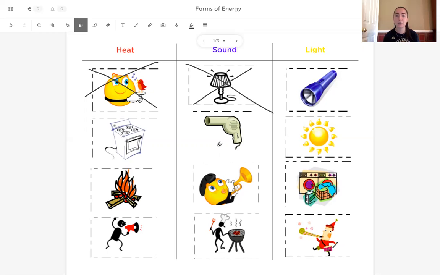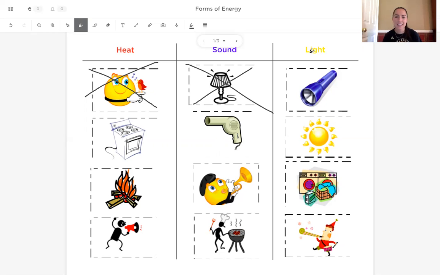Here I have a hair dryer. When I turn on a hair dryer, maybe your mom has one, does that make noise? If it does, you need to circle it. If it doesn't, you need to put an X through it. Okay, now let's look over at light.